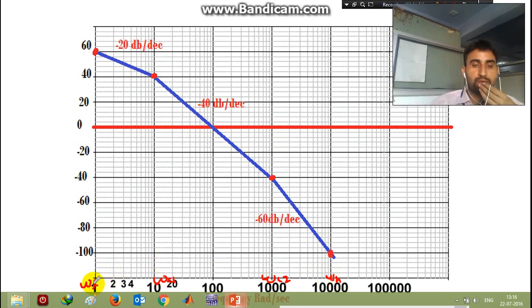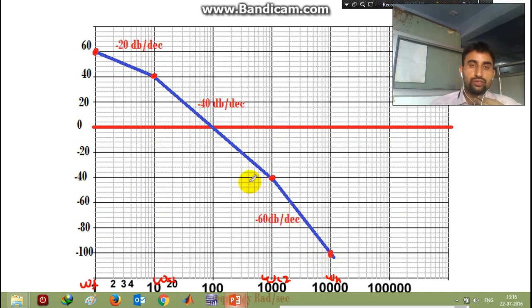Okay, so at omega l our magnitude value is 60, so we have taken here 60 dB. At omega c1 we found out that the magnitude is 40 dB, so this is nothing but the 40 dB. And at omega c2, that means 1000 radian per second, the value is equal to minus 40 dB, so we have put here minus 40 dB. And the last, at omega h, we have magnitude value minus 100 dB, so we have taken here minus 100.